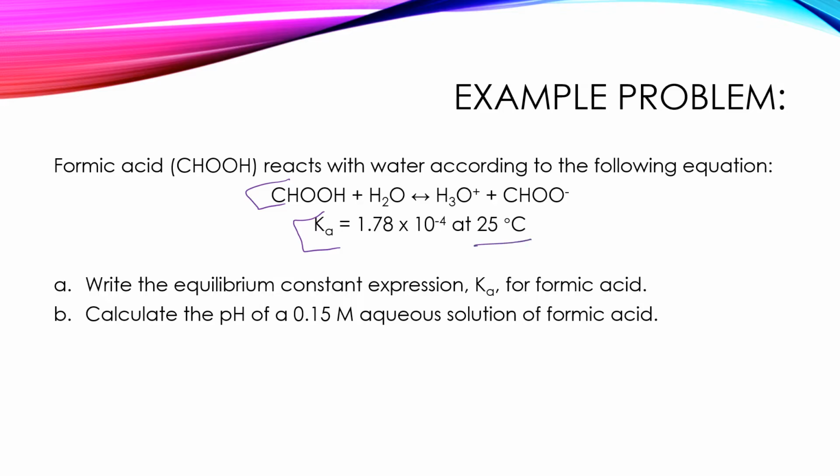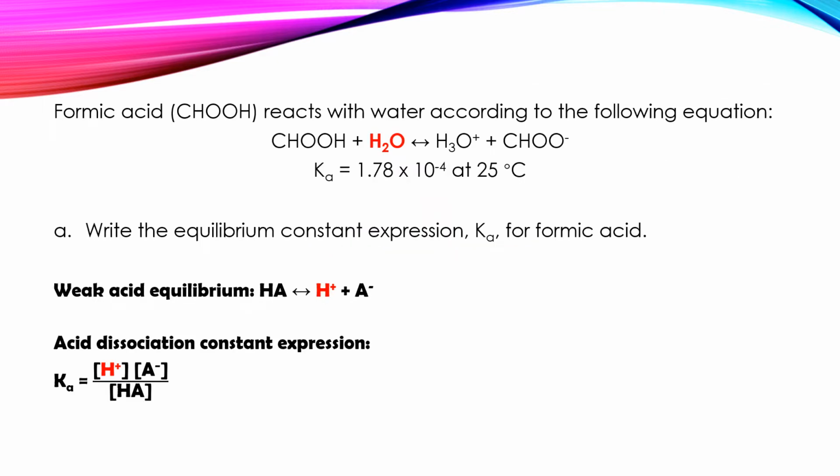They ask us then to write the equilibrium constant expression, Ka, for that formic acid, and then to calculate the pH of the 0.15 molar aqueous solution of formic acid. Note that the Ka value is low, and therefore it is going to be a weak acid.